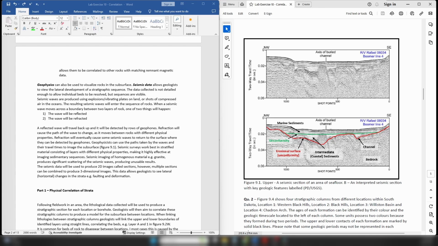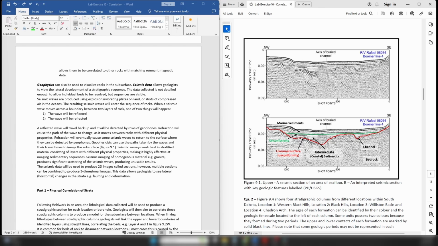So if you remember all the way back to the first lab, when we were talking about how seismic waves move through the Earth's interior, exactly the same thing will happen to the seismic waves as they move through our sequence of rocks. And so what geophysicists can do is detect these reflected and refracted waves, and use that information to produce a model of what is going on in the subsurface to explain the data that they collected.